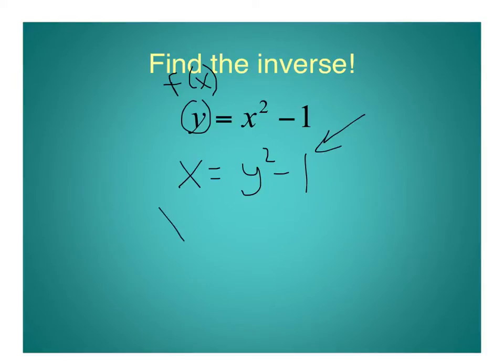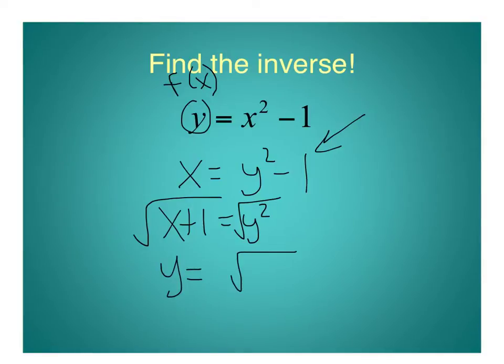So I've got to add 1. I get x plus 1 equals y squared. How do I get rid of a squared? Ooh, square root. Why do you think we're talking about this during radicals? Because radicals are square roots. We end up with y equals square root of x plus 1.